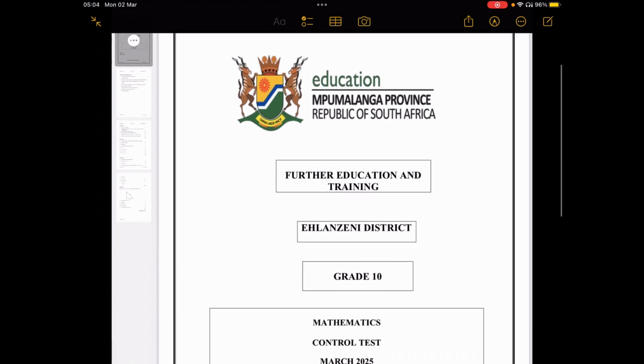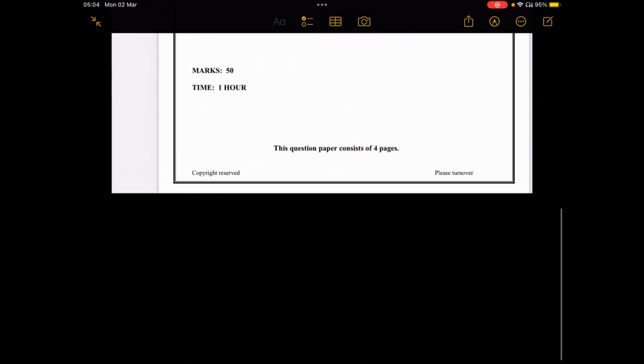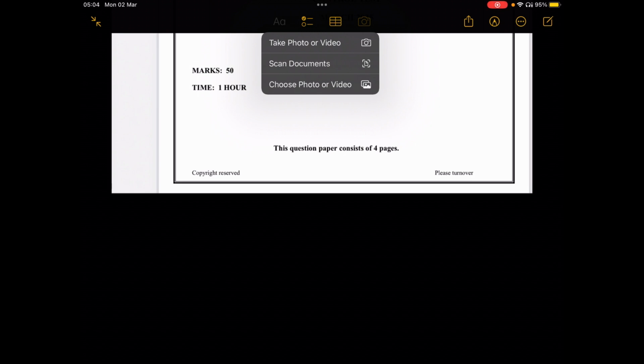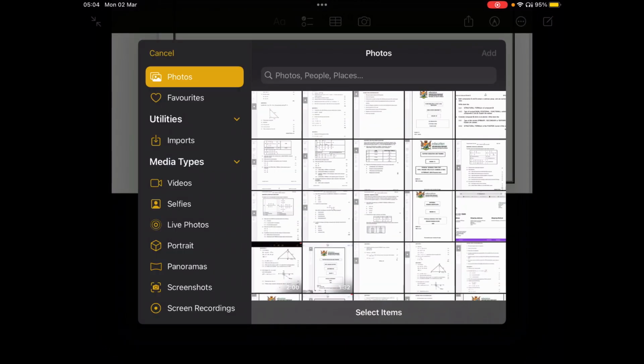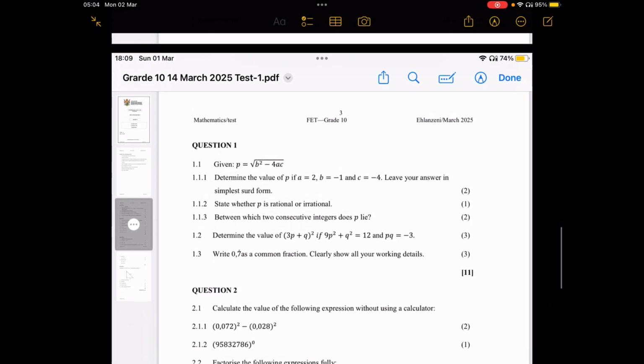Today we're looking at the Maths March control test that was done last year. And the first question is question 1 that includes the number system. Okay, here's the instructions and question 1 up to 3 or some parts of question 3.